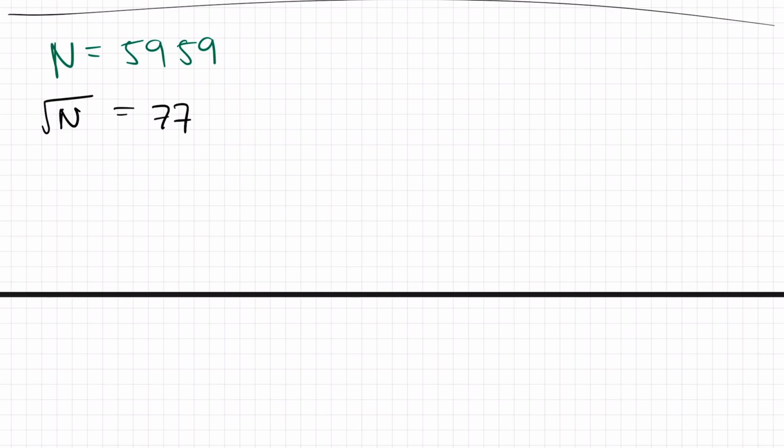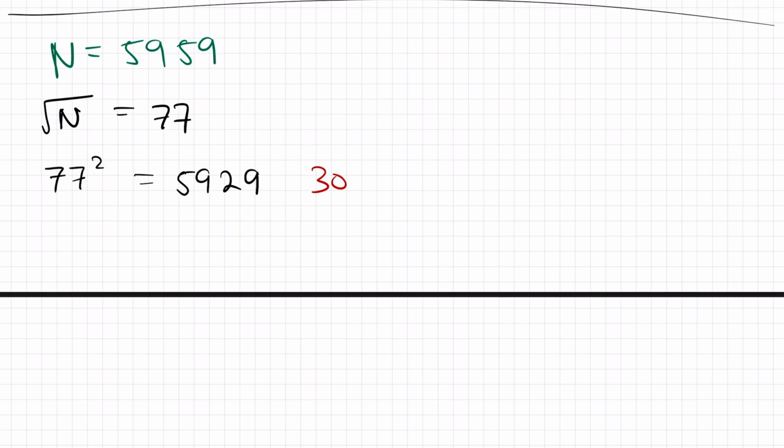Now what we can do is we can just start trying out numbers around 77. So I'll go in ascending order again. So 77 squared, well, that's equal to 5929. So the difference between them is actually going to be 30, which isn't a square number.